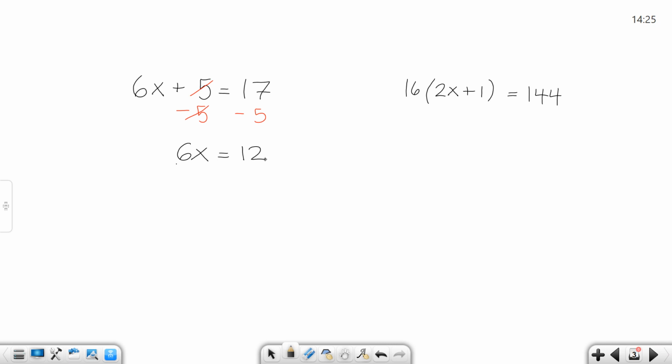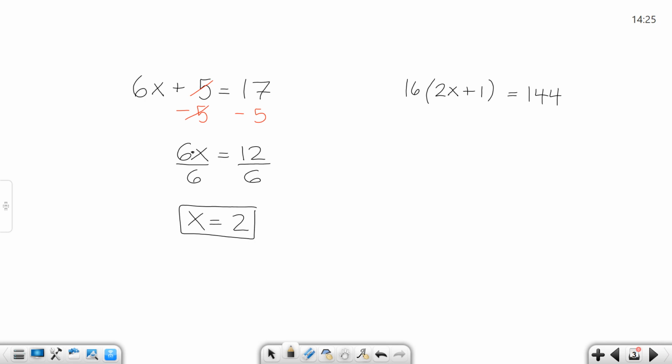Now, to solve it from there, I'm going to divide by 6 because this is times, and the opposite of times is to divide. So if I divide by 6 on the left, I divide by 6 on the right, and x is going to equal 2. And that's how that one looks.